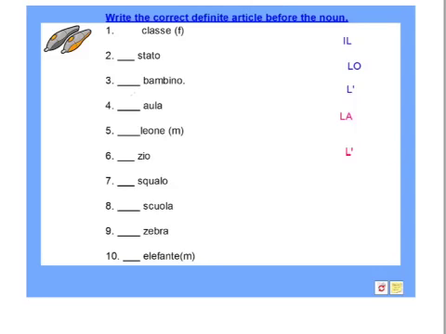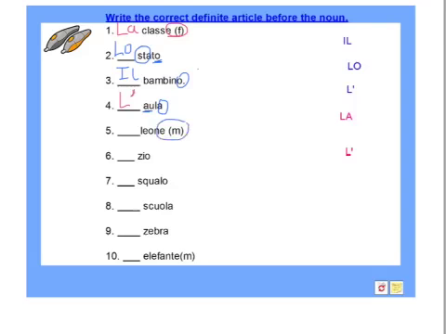Okay, so hopefully you've had a chance to do this. Let's correct these together. We'll do all the feminine ones. So this ends in an E, but it's feminine, so we've got to take that as la. So that's masculine, ends in an O but begins with S plus a consonant, so that's going to be lo. This one ends in an O, so it's il. This one ends in an A, begins with a vowel, so it's feminine, but it's going to be L apostrophe.